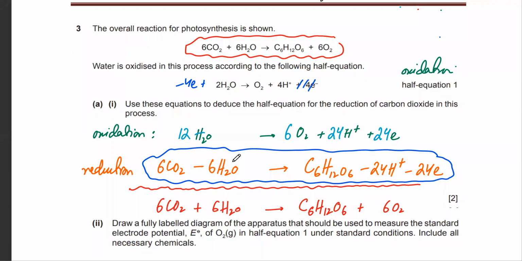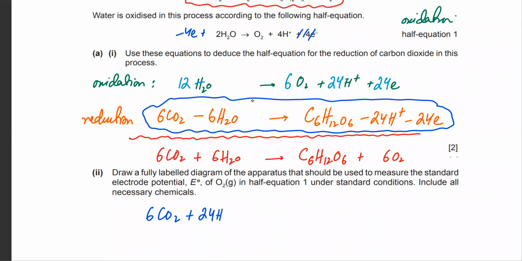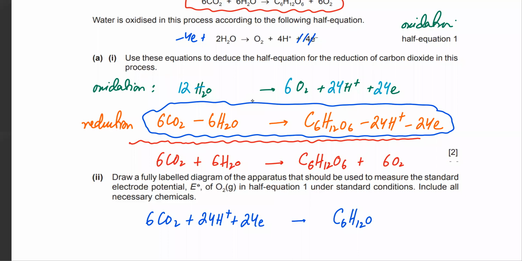So if I want to get rid of the minus signs, I need to rearrange this. Take minus 6 H2Os to the other side, it would become plus 6 H2Os. So it's 6 CO2s. I'm going to take the 24 H+1 and 24 electrons to the left side, so it's going to become plus 24 H+1 and plus 24 electrons. And on the product side, I'm going to have glucose, C6H12O6, and 6 H2Os. Okay, so that's the reduction equation that was missing.